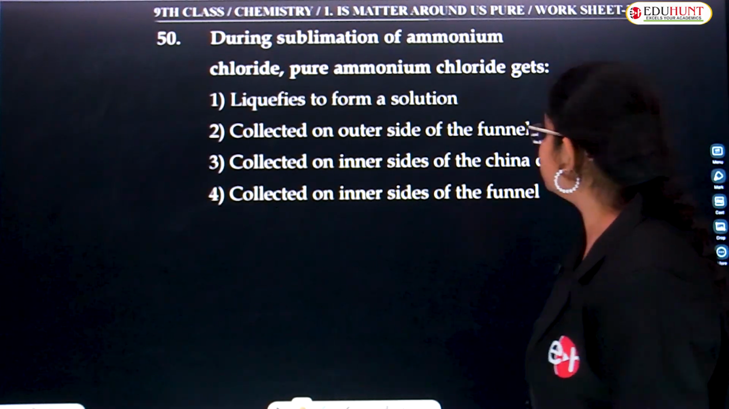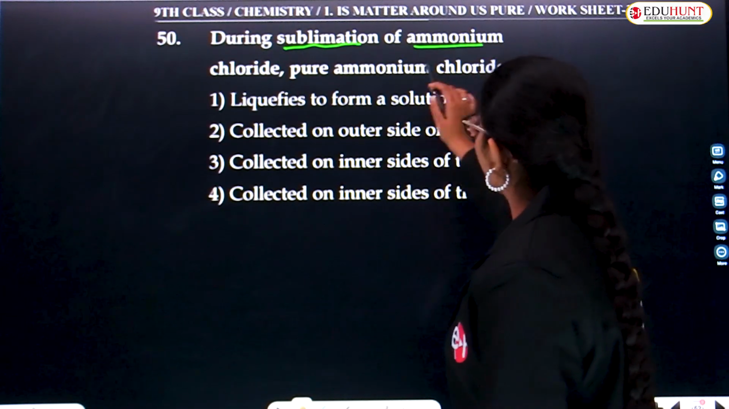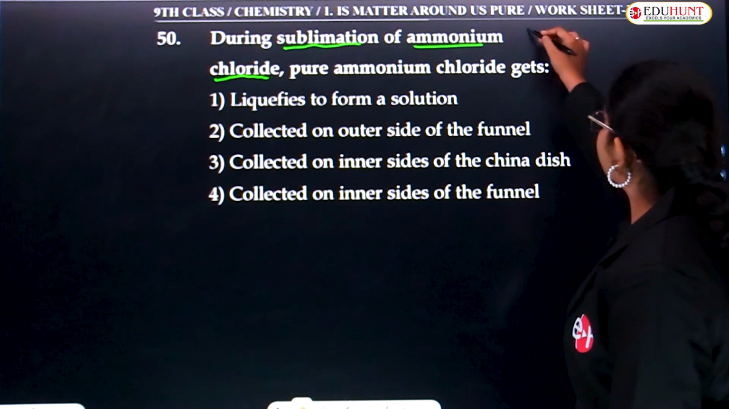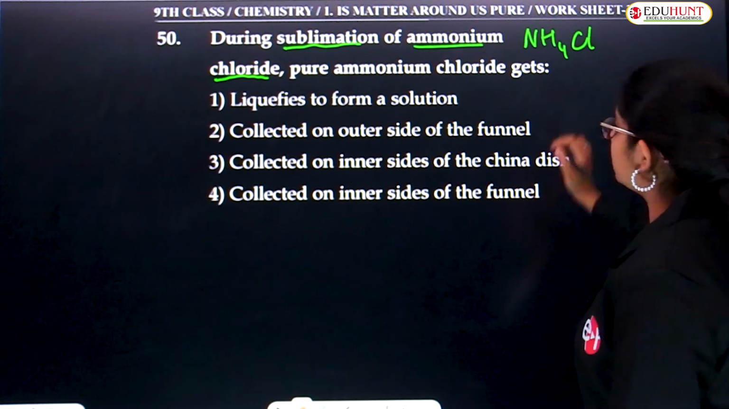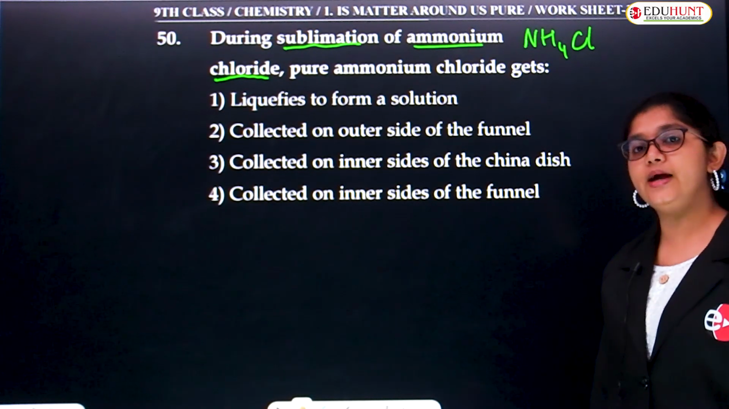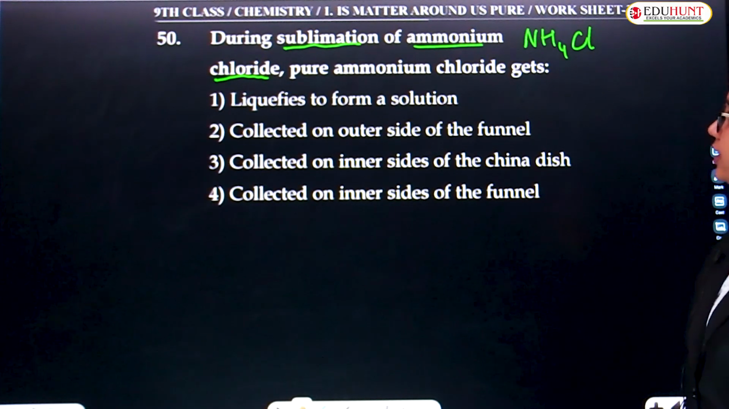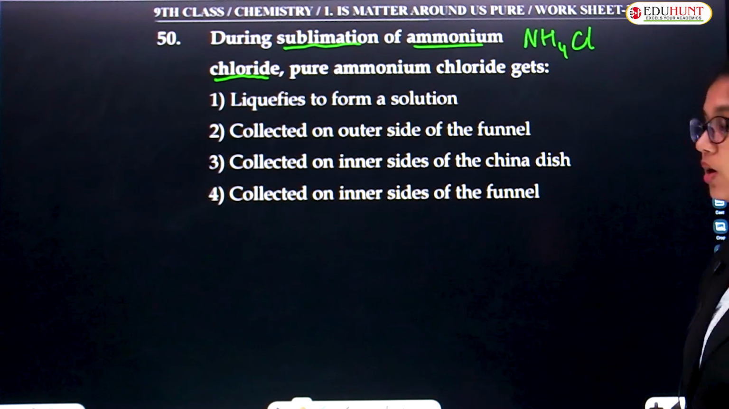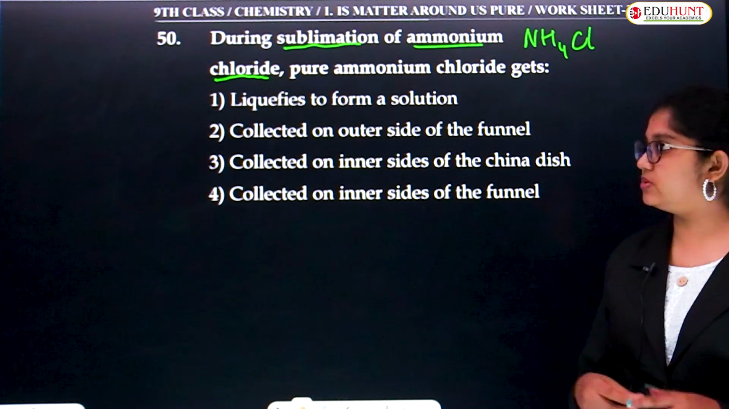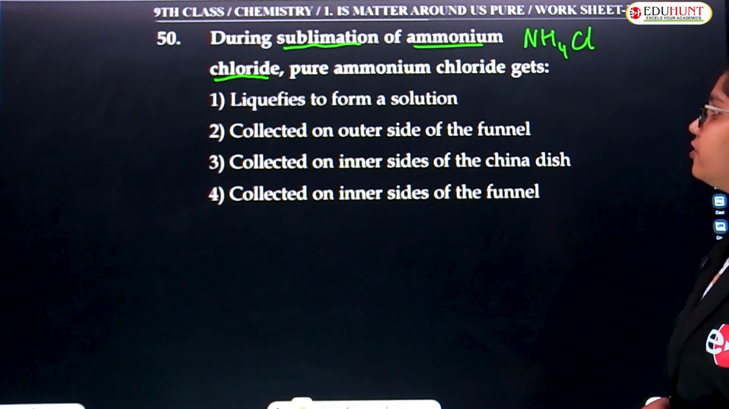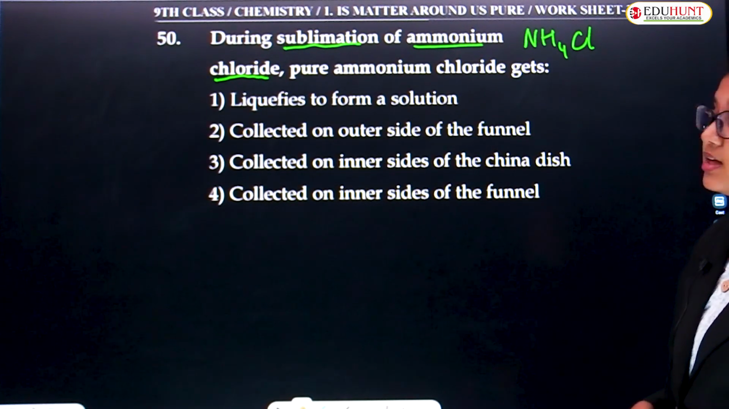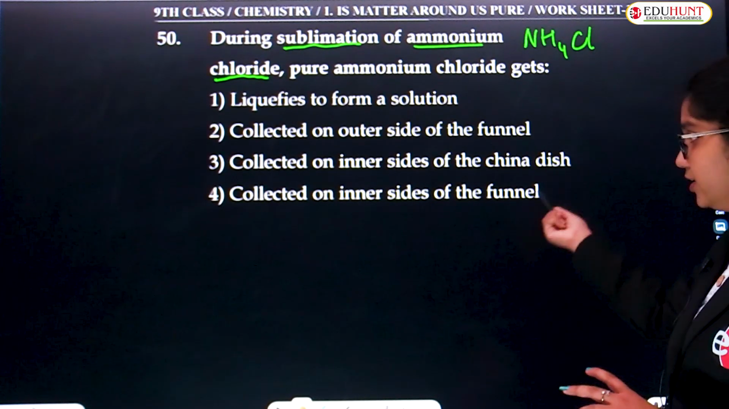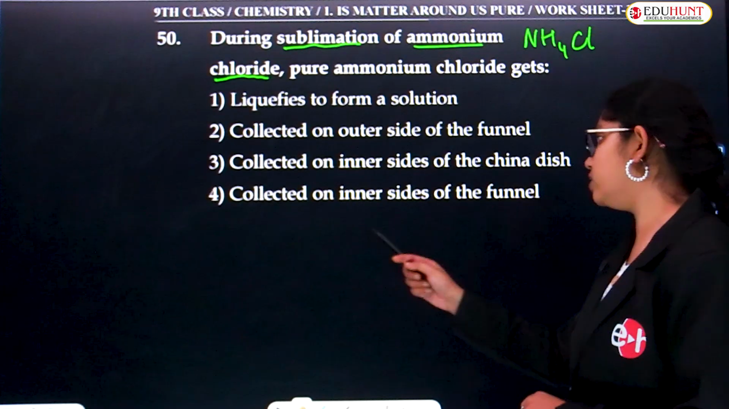During sublimation of ammonium chloride, what is ammonium chloride? Ammonium chloride formula is NH4Cl. Very good. During sublimation of ammonium chloride, pure ammonium chloride gets. This is the given experiment, we just go with the options. First one, liquefies to form a solution; collected on outer side of the funnel; collected on the inner side of the china dish; and fourth one, collected on the inner sides of the funnel.